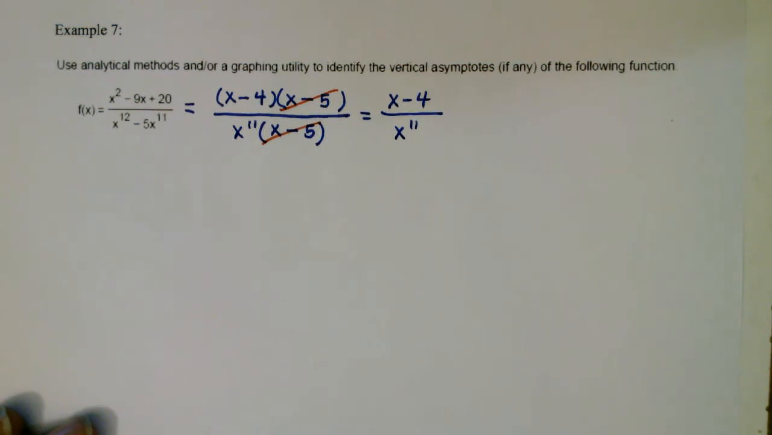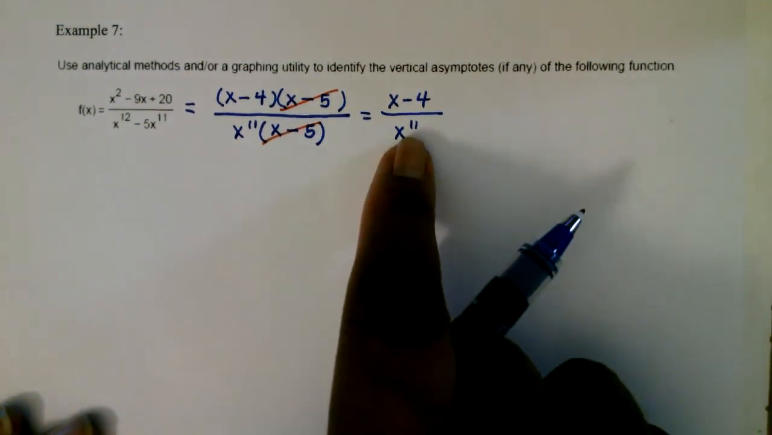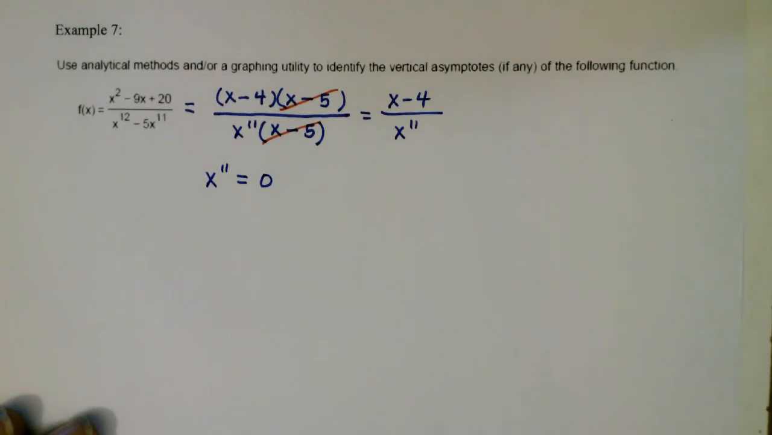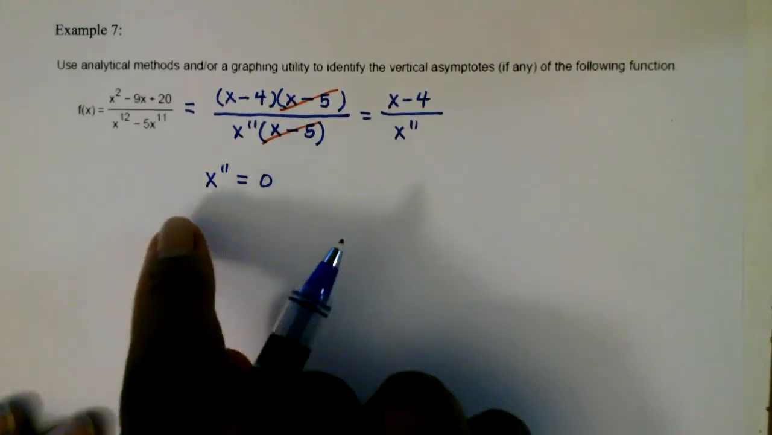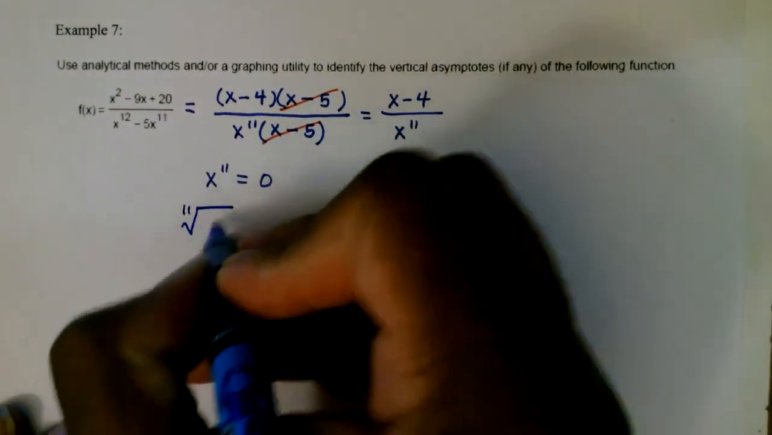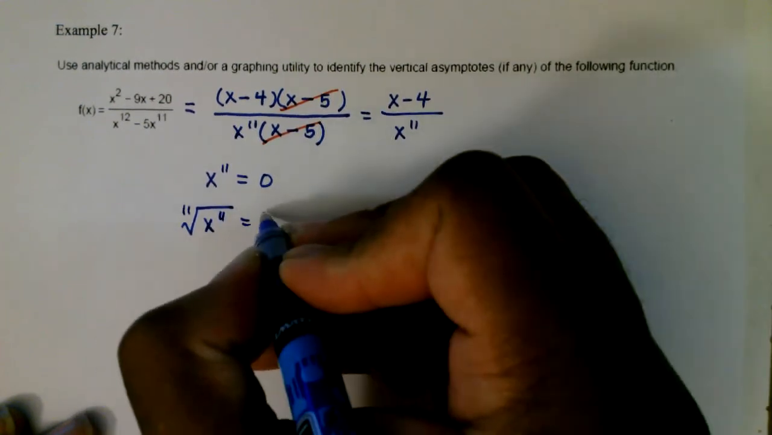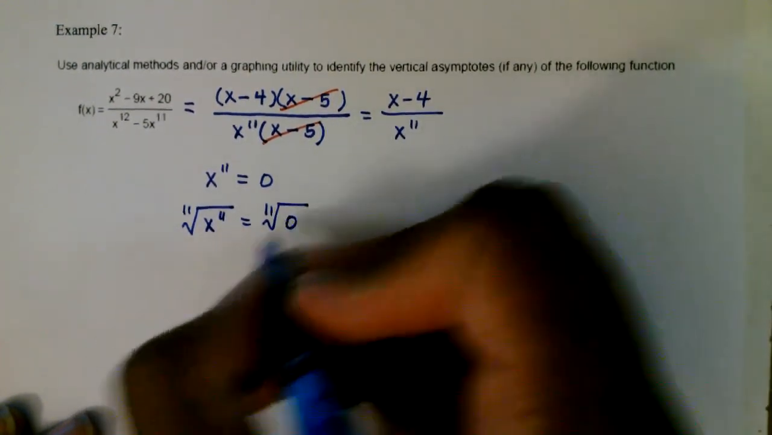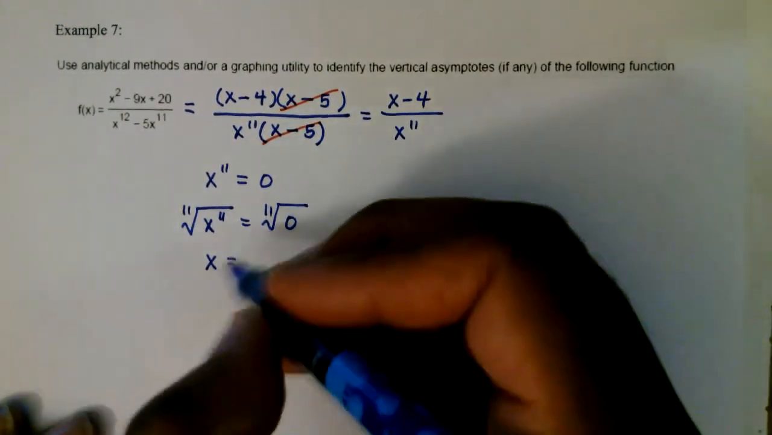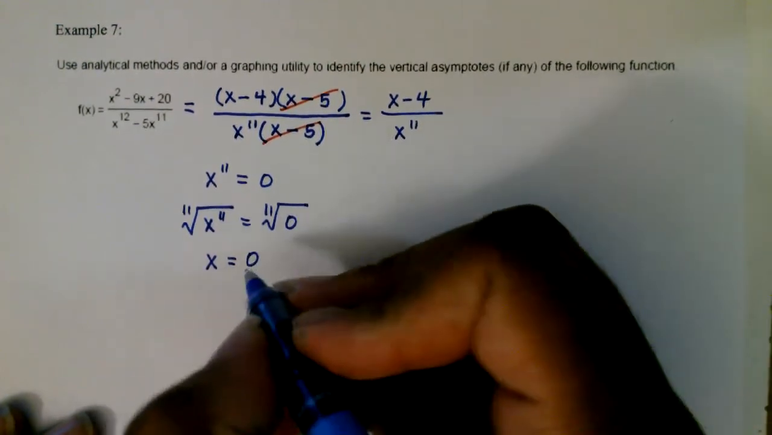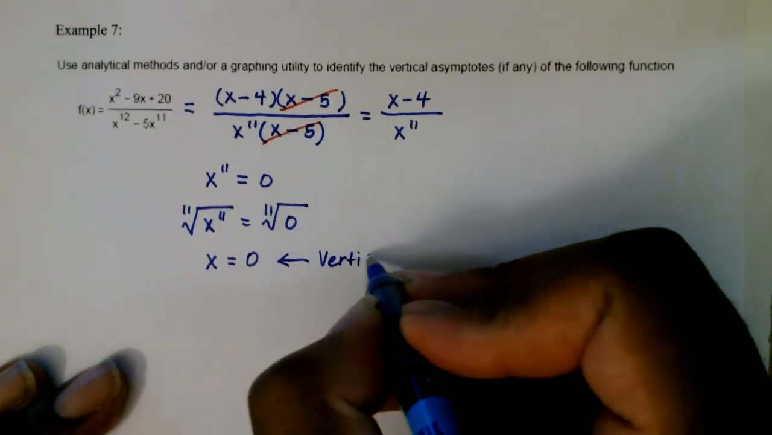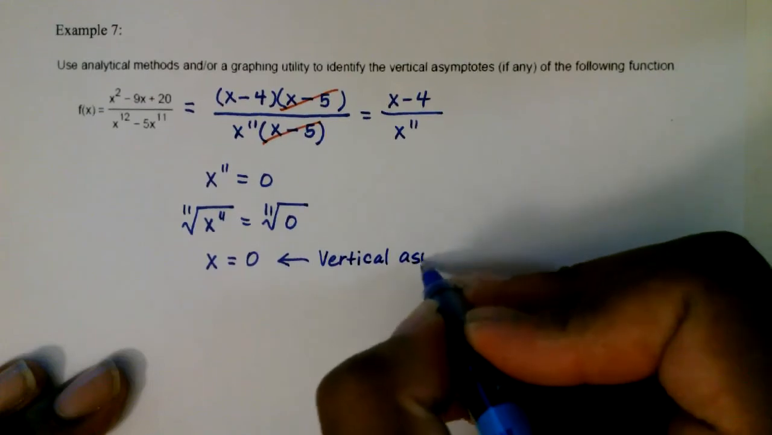And now I can find out what my vertical asymptotes are by taking the denominator of x to the 11th, set that equal to 0, and solve for x. Well, the opposite of something to the 11th power would have to be to take the 11th root on both sides. And there's no need for the plus or minus symbol because that exponent is odd. So the x is equal to the 11th root of 0, which is 0. So that x equals 0, that is your vertical asymptote.